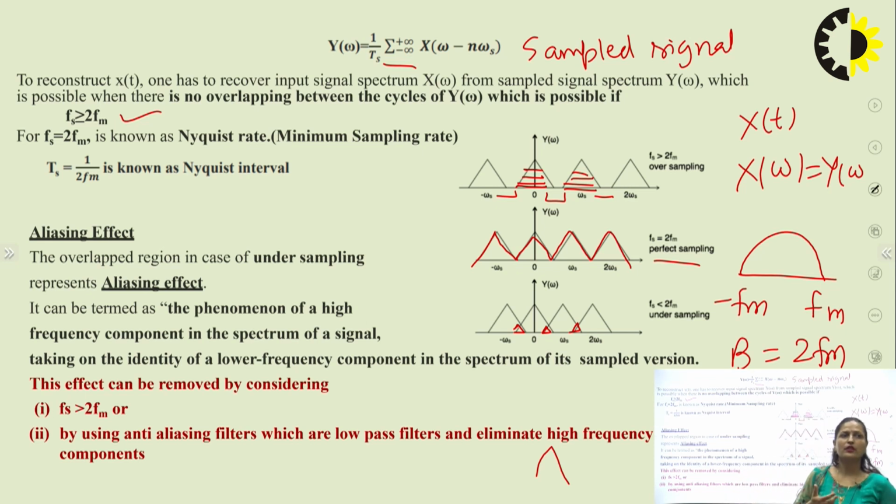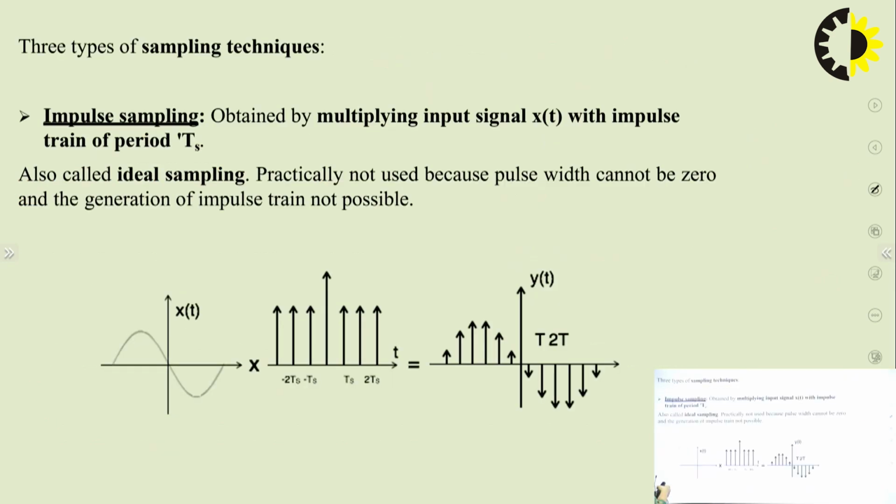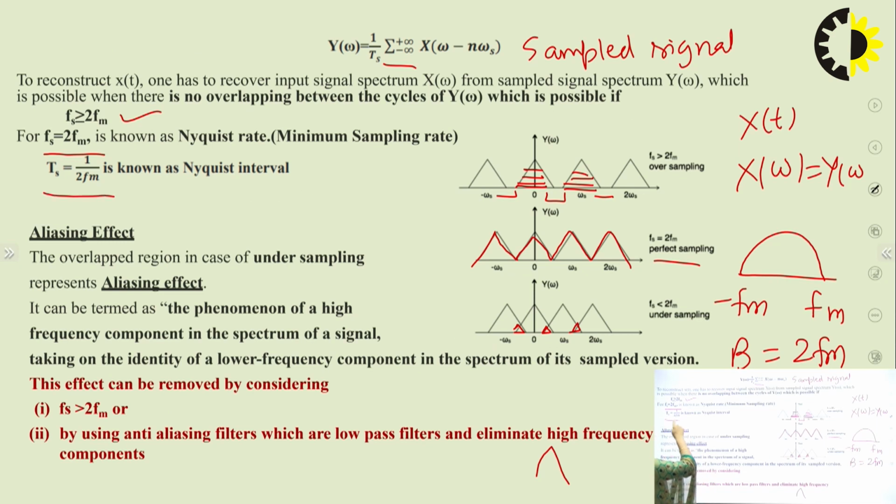In terms of your Nyquist rate, the minimum sampling rate is Fs equal to twice Fm. This is known as the Nyquist rate, and the Nyquist interval is Ts equal to 1 upon twice Fm. When your signals are overlapped, this type of effect is known as the aliasing effect. Aliasing means the overlapped region in case of undersampling.